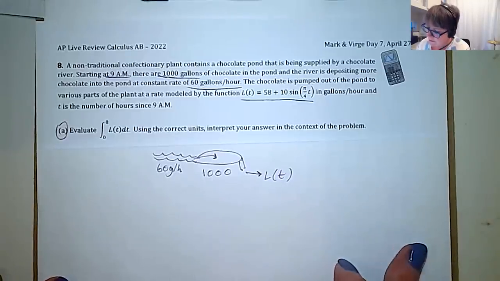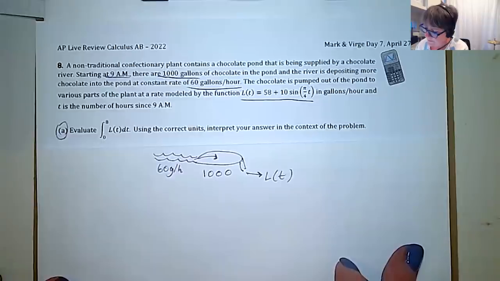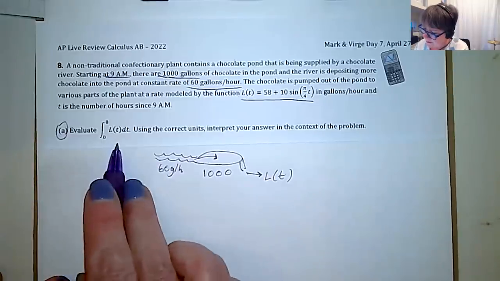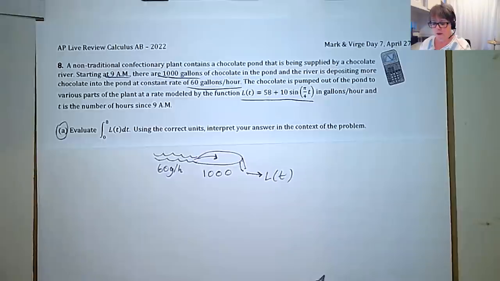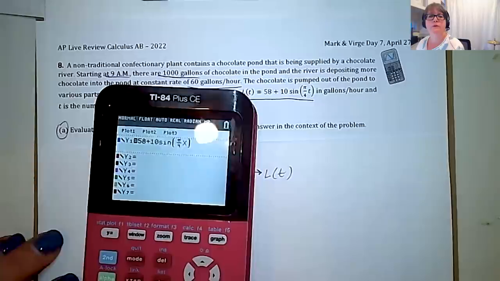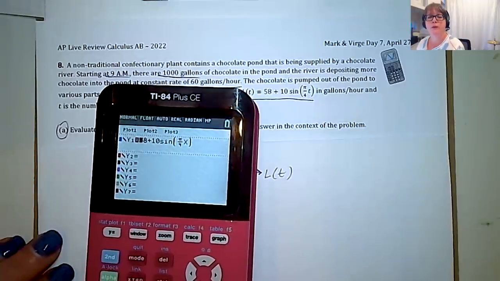All right, so in part A, it says evaluate the definite integral of L of T dt using the correct units, interpret your answer in the context of the problem. So what I'm going to do is I already put this on my calculator. It's in my Y1. Wow, I turned on my calculator okay, here it is. I'll show it to you guys. All right, it's already in my Y1.